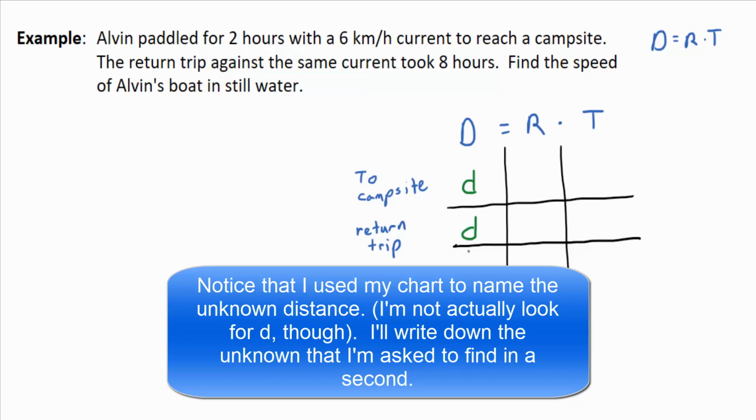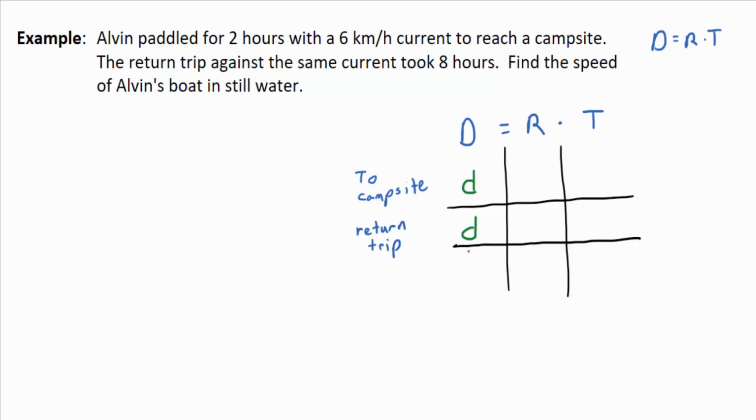Now, what is it that we're actually looking for? Last sentence. So the speed of the boat in still water. I'm going to let r equal the speed of the boat in still water.